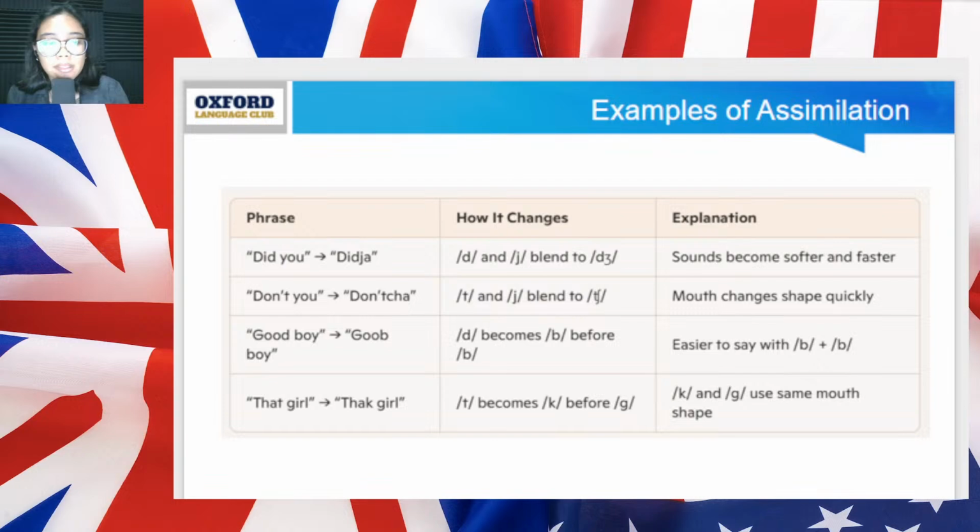Okay? Let's start by looking at the very first phrase listed here. All right. Okay. The full clear way to say this phrase is "did you?" Did you? Again, did you? Now, if you speak these two words slowly and carefully, you can distinctly feel and hear the D sound at the end of "did," and then the Y sound that begins "you."